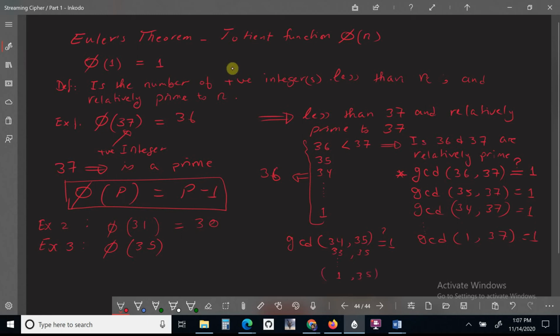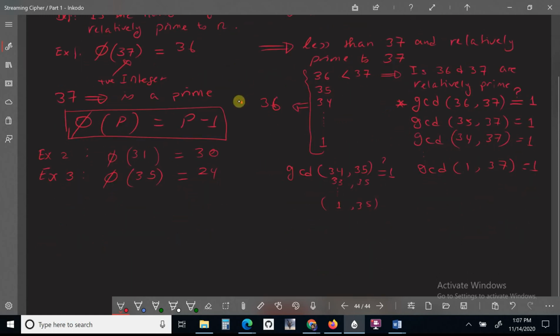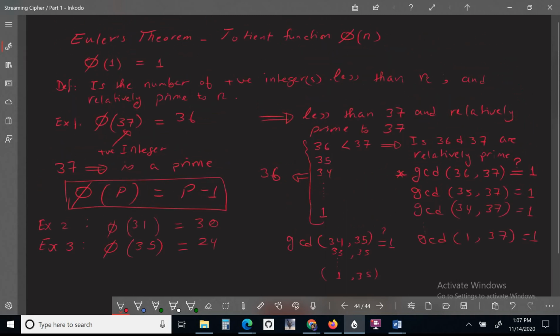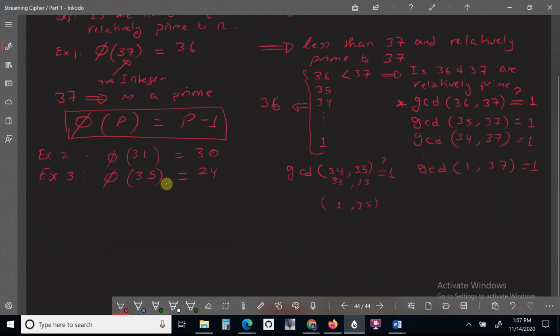And obviously, there is a long series of different numbers that fit this condition. And as a matter of fact, the answer to this one will be equal to 24. Okay, so the answer will be 24. Now I'll show you how you can quickly perform the totient function, even though 35 is not a prime.